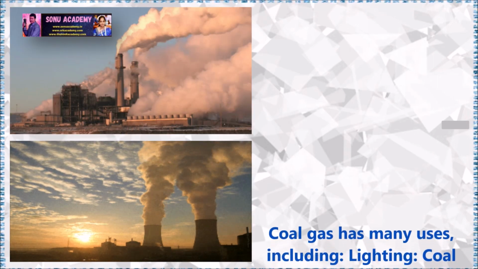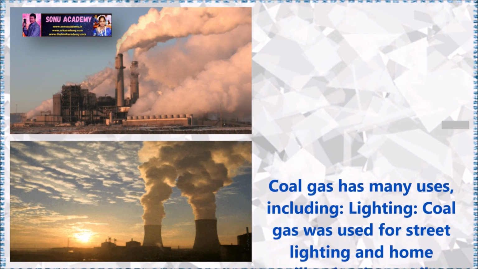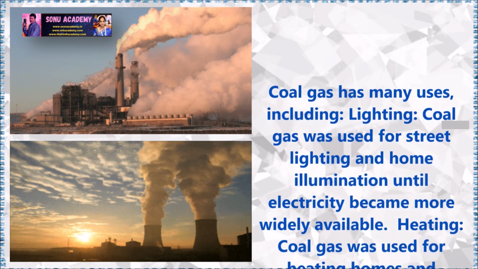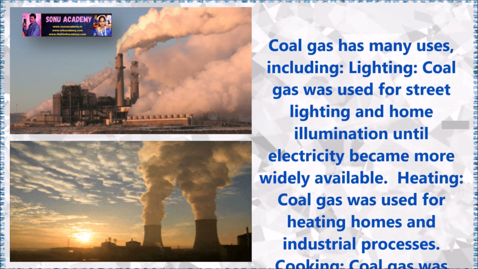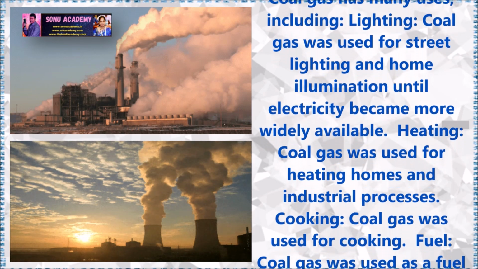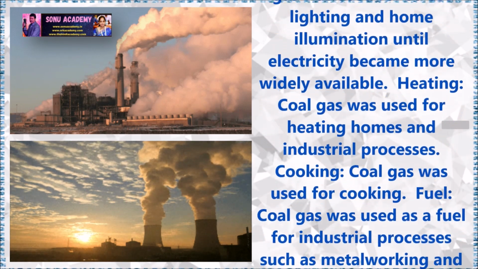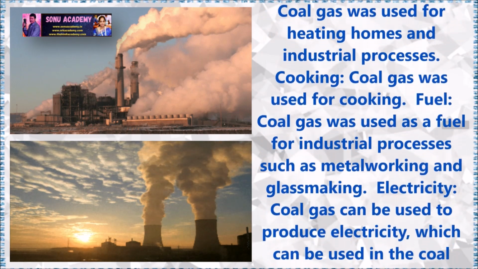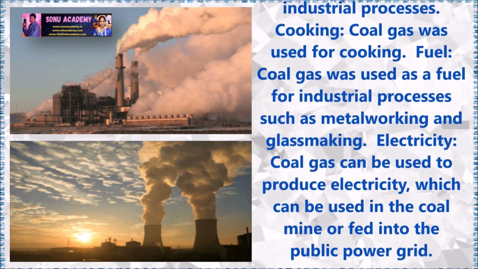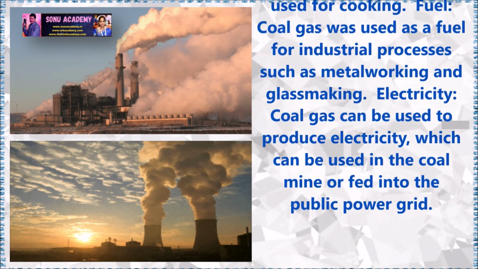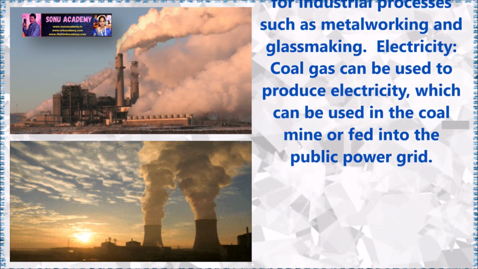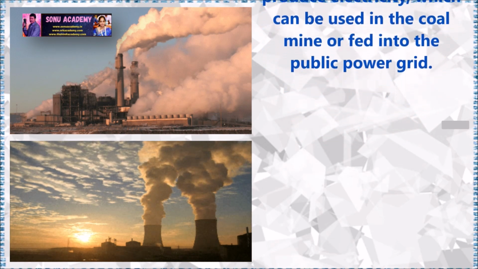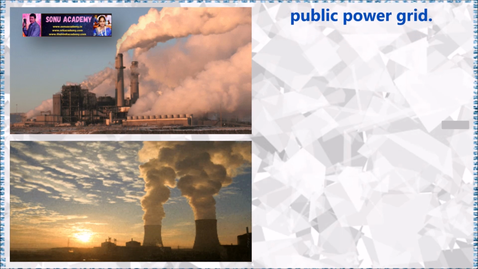Uses of coal gas include the following. Lighting. Coal gas was used for street lighting and home illumination until electricity became more widely available. Heating. Coal gas was used for heating homes and industrial processes. Cooking. Coal gas was used for cooking. Fuel. Coal gas was used as a fuel for industrial processes such as metalworking and glass making. Electricity. Coal gas can be used to produce electricity which can be used in a coal mine or fed into a public power grid.